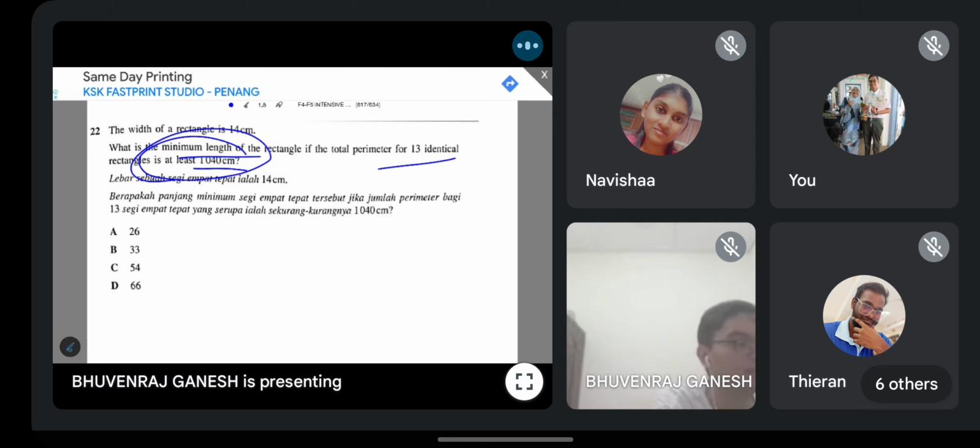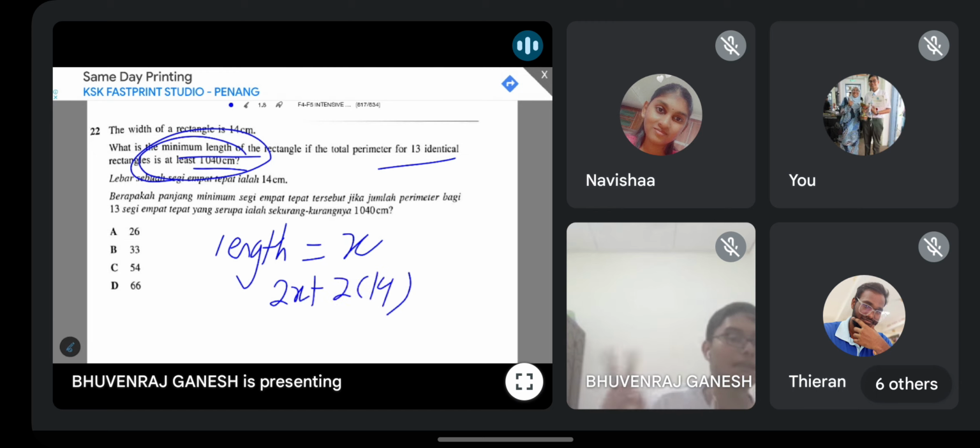So basically, you can assume the length is equal to x for the rectangle. Panjang segi empat tepat 2x. So that means the perimeter will be 2 times x plus 2 times 14, because you have 2 lengths and 2 widths in a rectangle. So it's 2x plus 28. And then now you have 13, so times the whole thing by 13. At least, greater than or equal to 1040. Okay, so this is your equation, guys.